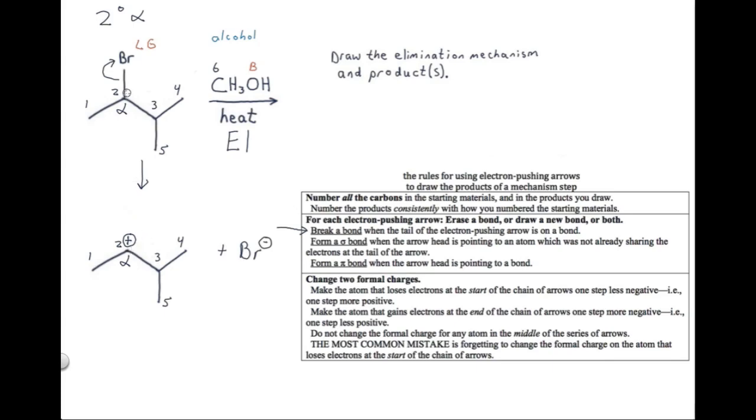Carbon 2 is losing electrons at the beginning of this arrow, so carbon 2 should become one step less negative, one step more positive. Carbon 2 ends up with a positive formal charge, and the bromine gains electrons at the end of the arrow. The bromine starts neutral and gains electrons, so it ends up with a negative formal charge. So here we used these rules for changing the formal charges. The most common mistake would be forgetting to change the formal charge on carbon 2 at the beginning of the arrow.